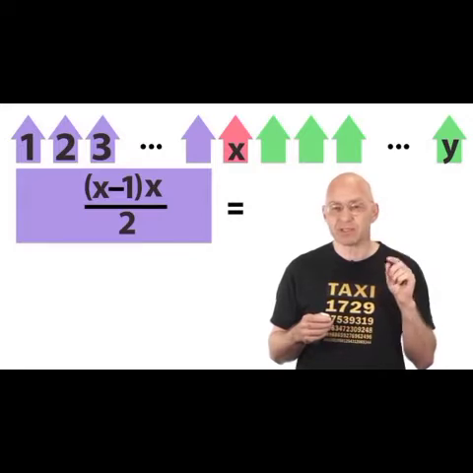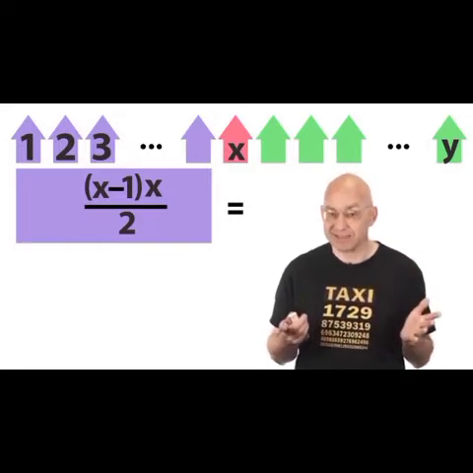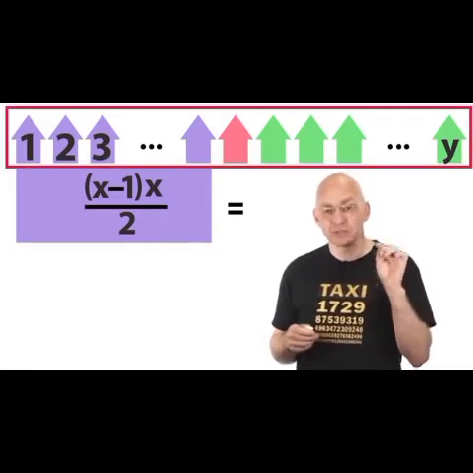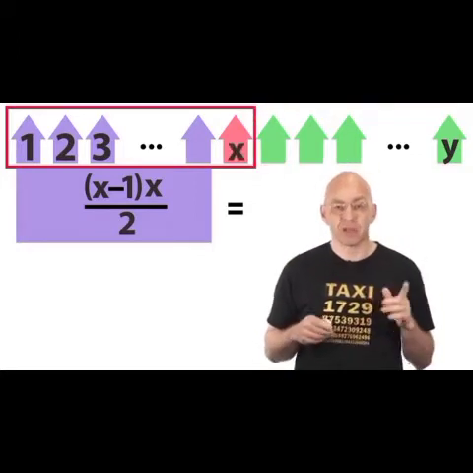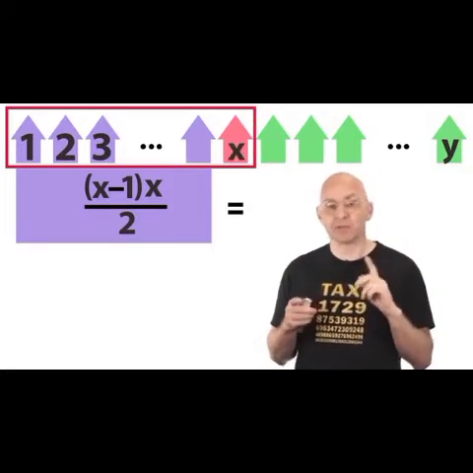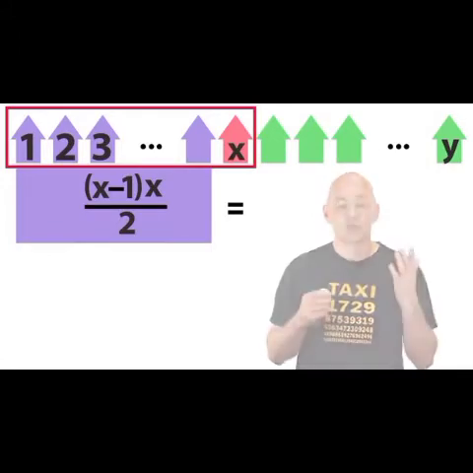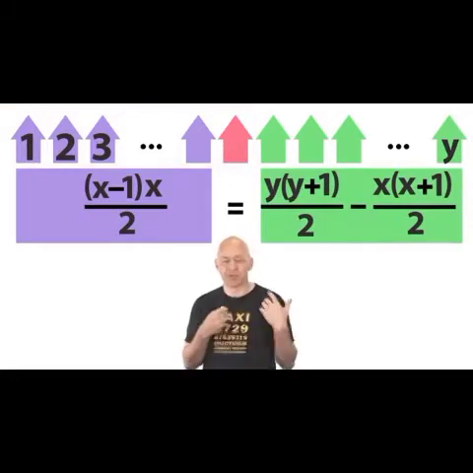Cool. And this sum is supposed to be equal to the sum of the greens. But the green sum is just the difference of two of those 1 plus 2 plus 3 sums. Can you see it? The green sum is 1 plus 2 plus 3 all the way up to y minus 1 plus 2 plus 3 all the way up to x. And so our formula for this sort of sum strikes again, twice. Okay, now some algebra autopilot to simplify this mess.